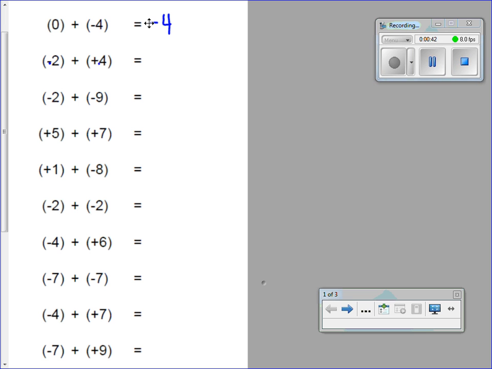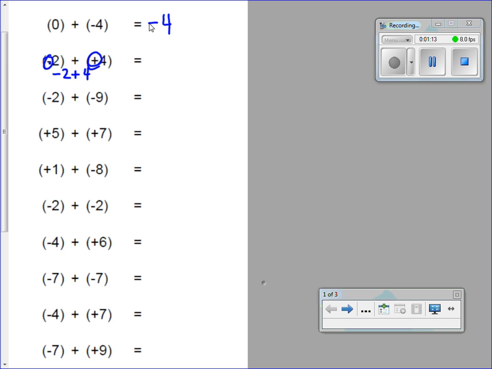-2 plus 4. Okay, here we have two numbers with two different symbols. What we want to do is subtract. Look at that negative sign, look at that positive sign. When you see that, what you want to do is subtract. Sometimes this might be written like this, -2 plus 4. It has to be understood by you that that is a positive 4, okay? There's no positive symbol in front of it. You're just going to need to know that.